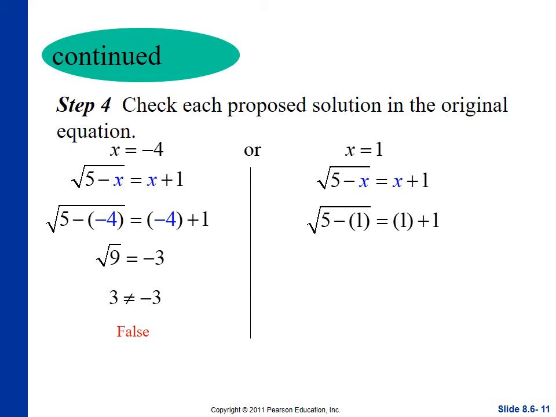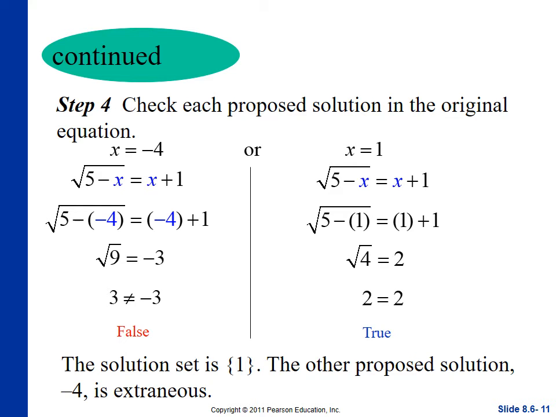So now we go and do the first one. 5 minus x equals x plus 1. 5 minus 1 equals 1 plus 1. Square root of 4 equals 2. 2 equals 2. So this is true. So the solution is 1. The other solution, negative 4, is extraneous. Do not forget to do this step.